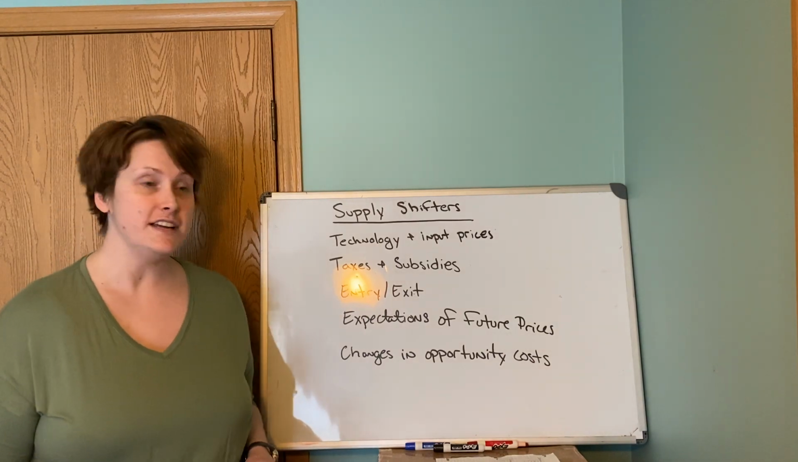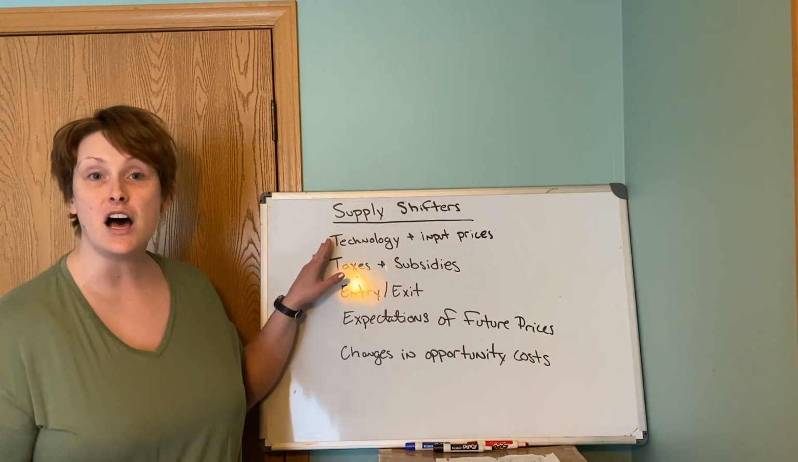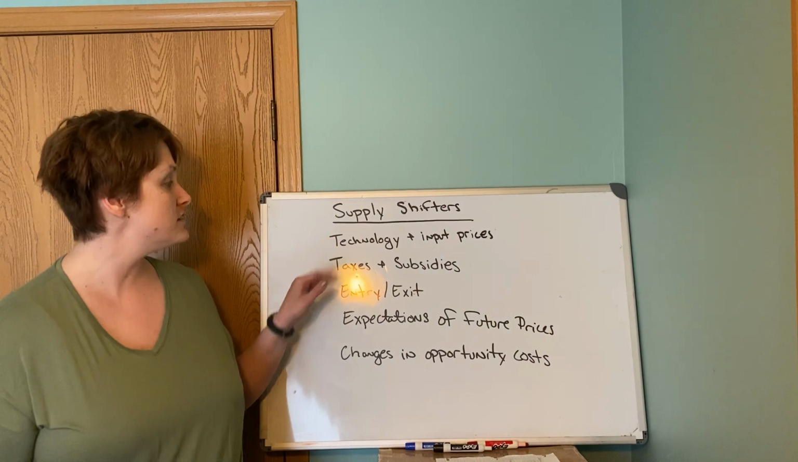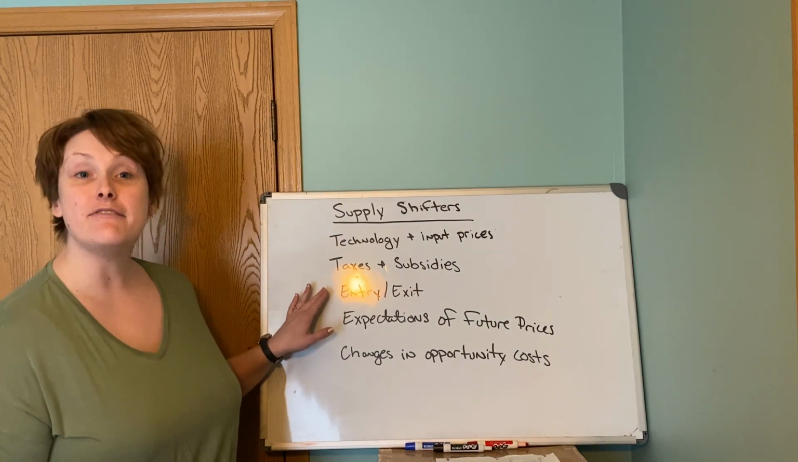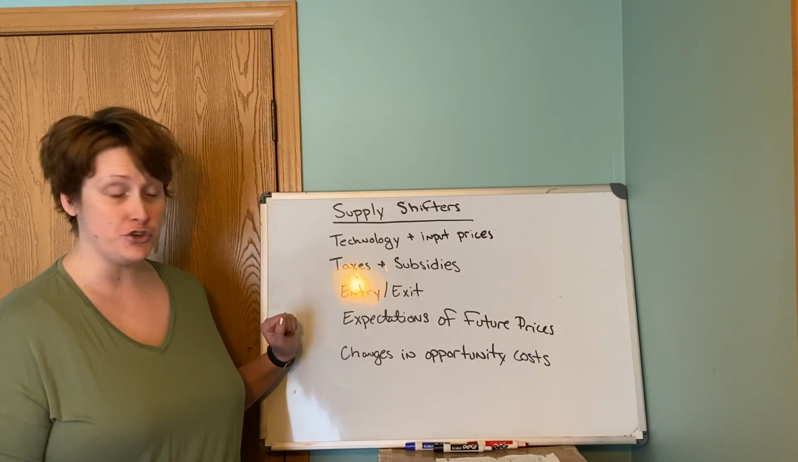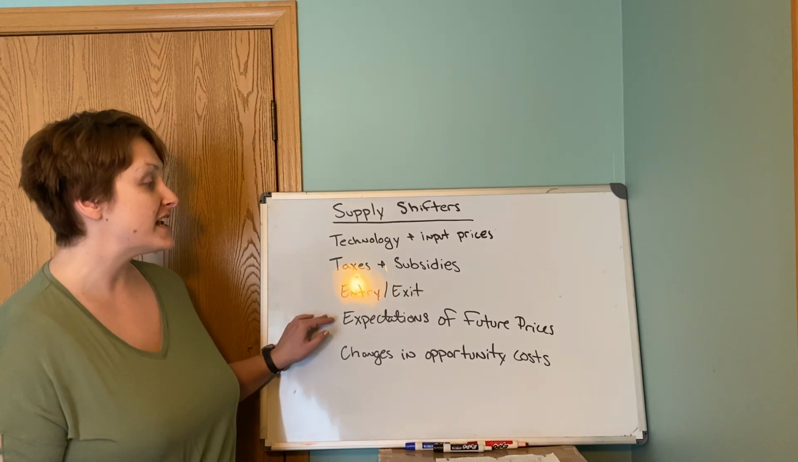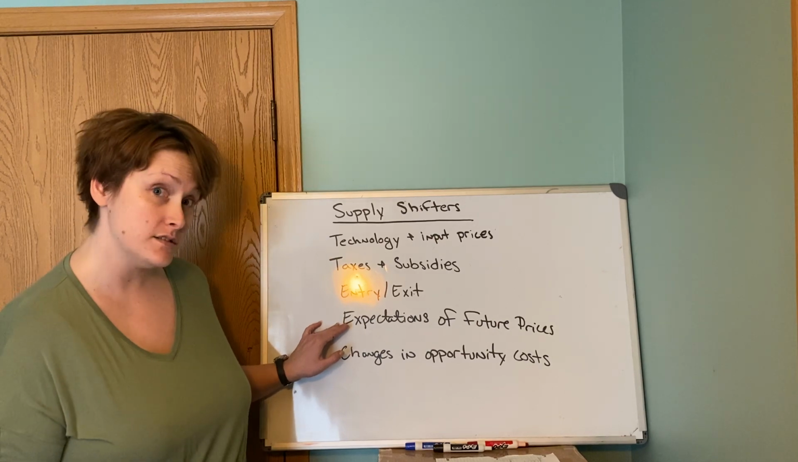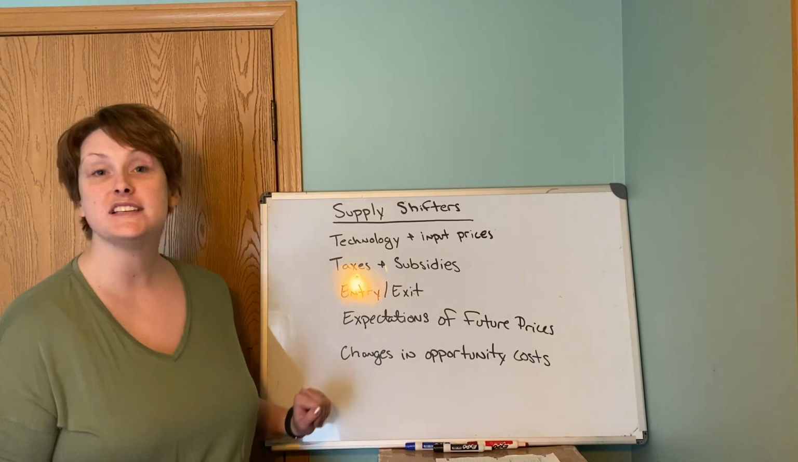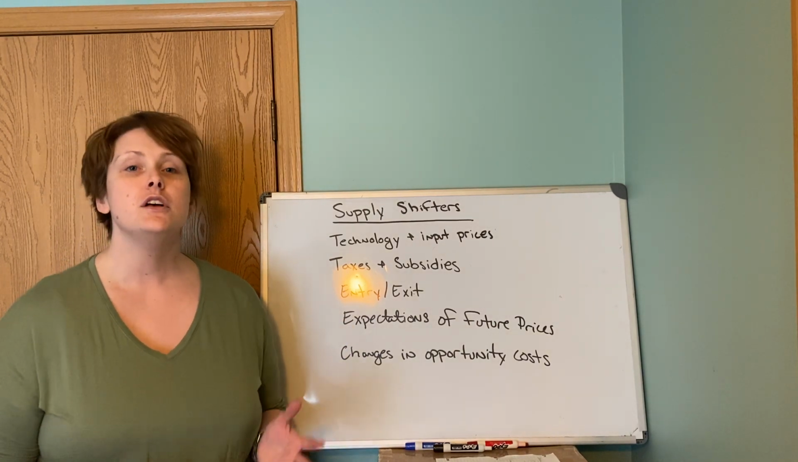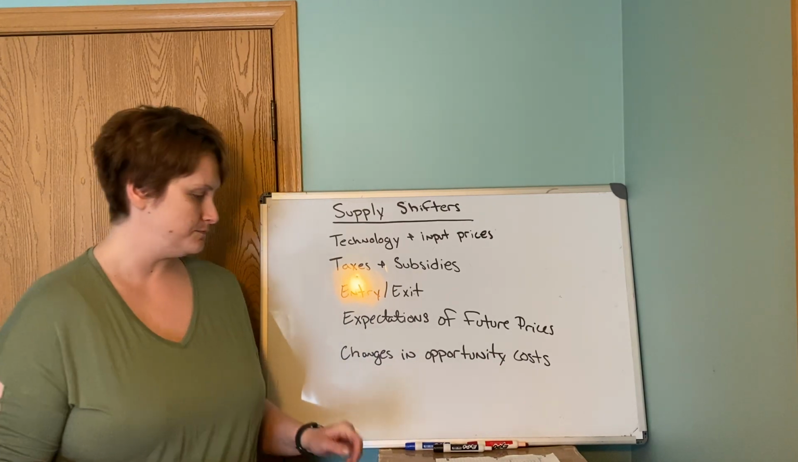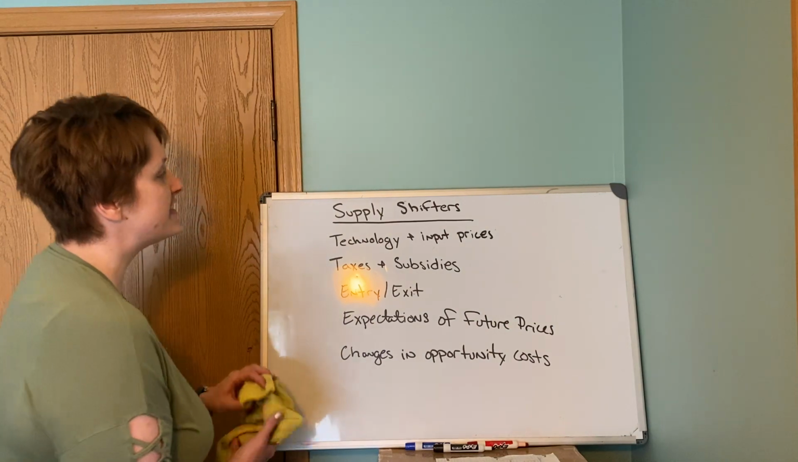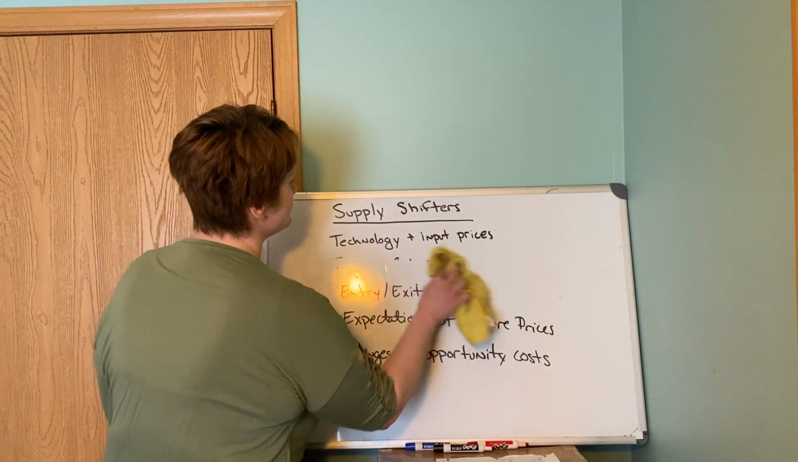First one we have on our list are changes in technology and input prices. We have taxes and subsidies. We have entry and exit of new producers. We have expectations of future prices. And we have changes in opportunity cost. So let's take a minute and we'll go through each of these examples in turn, starting with technology and input prices.